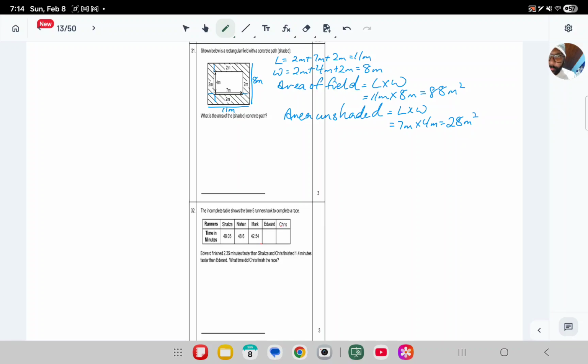Now to just calculate what remained, which is the shaded part. So the area shaded would be from the total area, which is 88 meters squared, we're taking away, because we're removing that unshaded part, the area of the unshaded part, and that will leave us with 60 meters squared.